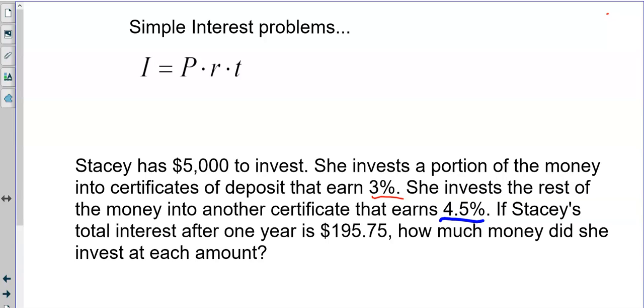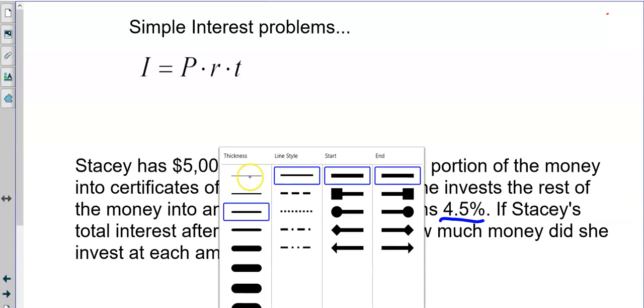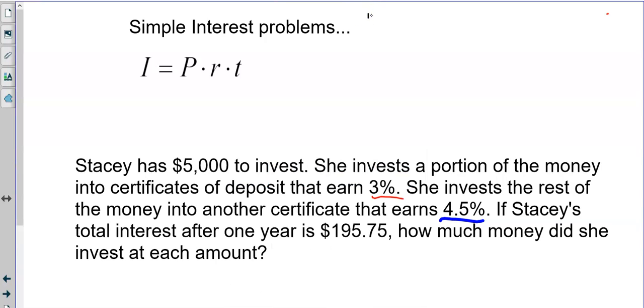This is going to take a little bit of work here. So let's think this through. Big picture, I like to think big picture on stuff. So I'm going to say it this way. The interest you earn at 3% plus the interest you earn at, I guess, 4.5% is going to equal your total interest, okay, your interest total.